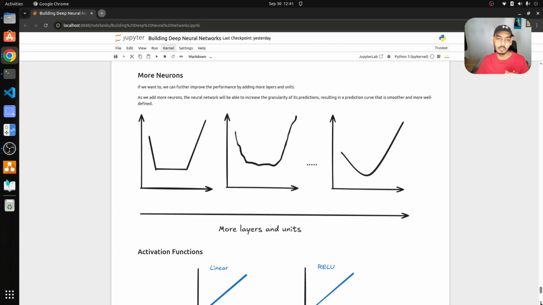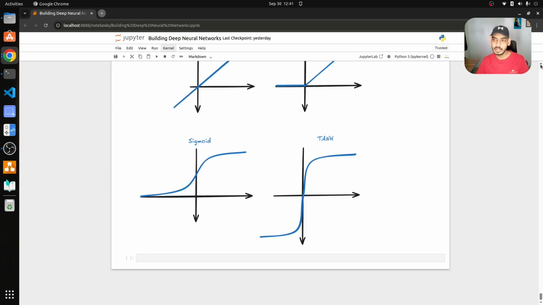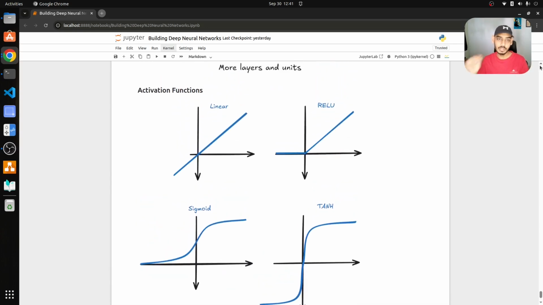Once you have more layers and units, the decision boundary that gets generated, or the prediction that is happening, improves by a lot, and the prediction will be much more granular in nature. Let's talk about activation functions. We have just talked about linear activation in the previous video. Now we'll talk about ReLU, where we ignore the negative values and get the output.